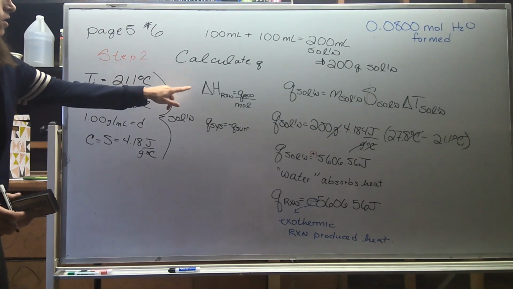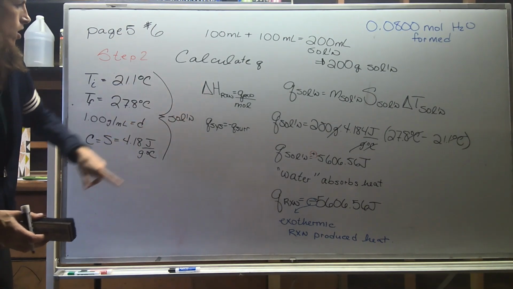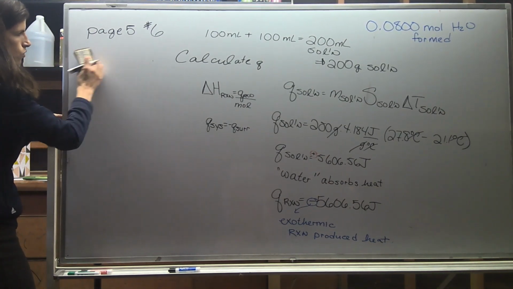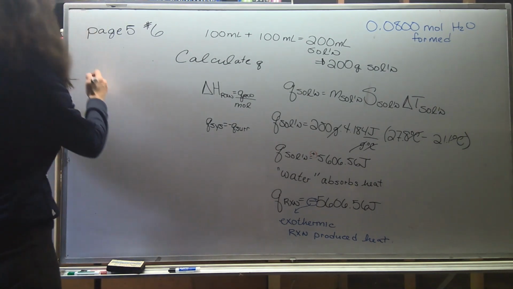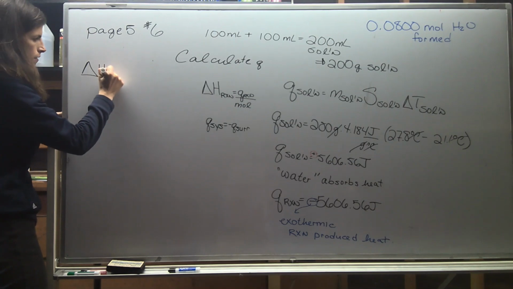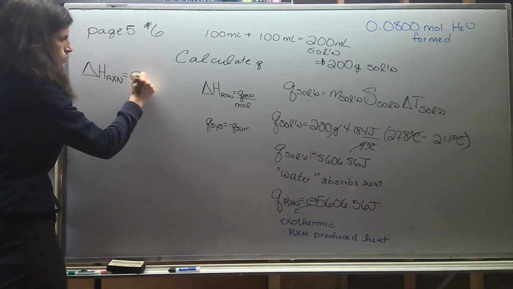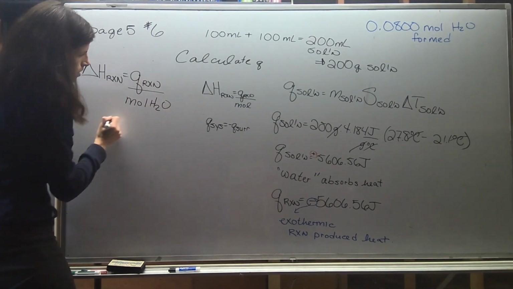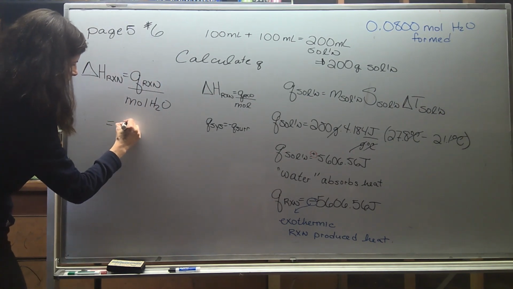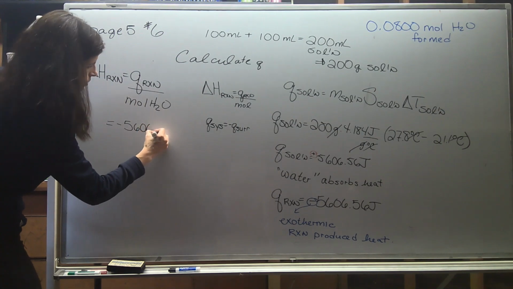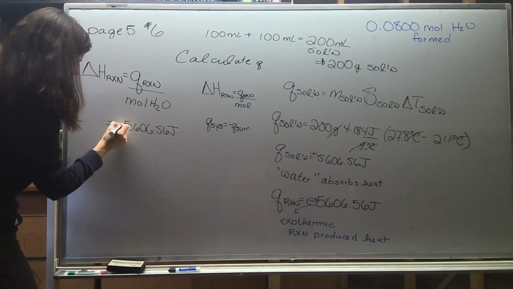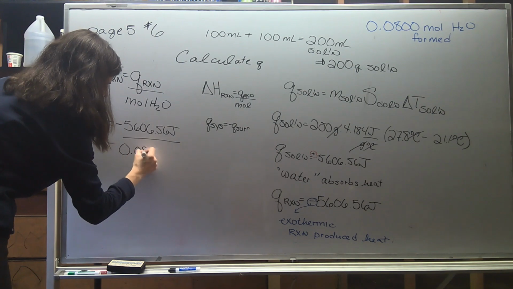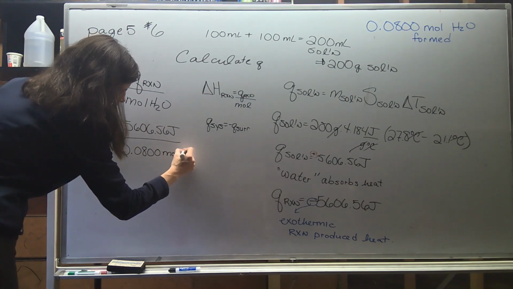So we really are almost done. The last step is just that division step. So I'll make some space over here real quick. So step three is going to be to divide. So delta H of my reaction is going to be Q of the reaction divided by moles of water produced. So negative 5606.56 joules divided by, I kept that number up there because I knew I'd forget it, 0.0800 moles of water.